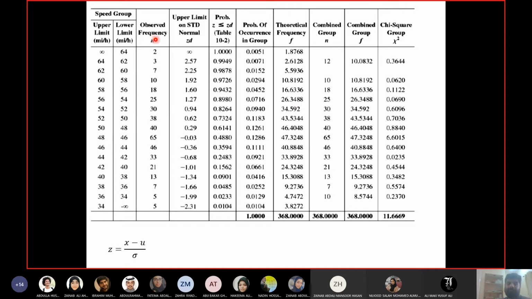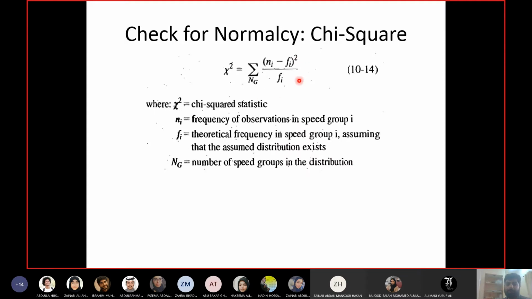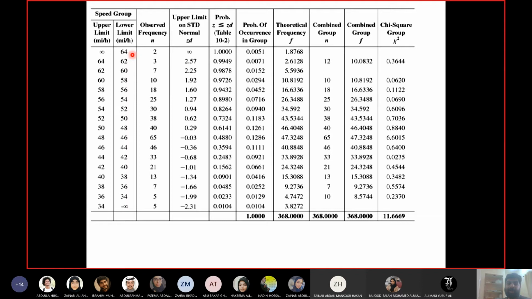Okay, so now you have the n value and you have the f value. Remember, for doing chi-square I need n and f. N was already there, and I have calculated f. Now I should be able to perform chi-square, but before that there is a check you have to perform: no f value should be less than 5. If it is less than 5, you have to merge that group with the next one.